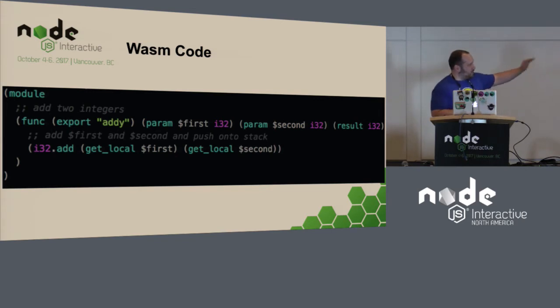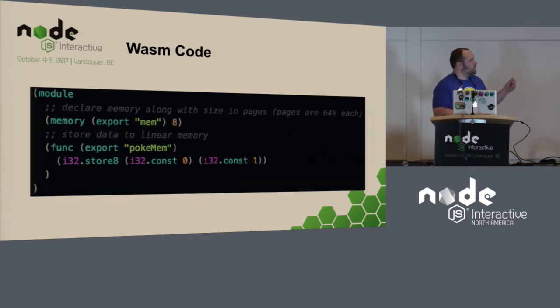The comment's kind of hard to see, but we just add the first and the second, and we push it onto the stack. So you can see we have a 32-bit add operation. We get our first value, we get our second value, we push it onto the stack, and then that's returned. Okay, so really, really low level, really cool.